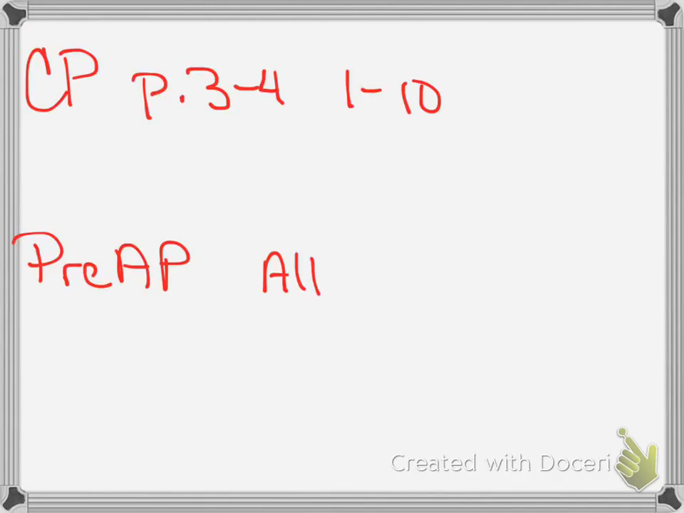So, what would I like y'all to do? For my CP classes on pages 3 and 4, I would like you to do 1 through 10. For my pre-APs on pages 3 and 4, I'd like you to do all of them. If you have problems with the 14 and 16, that's okay. Don't worry too much about those. But try to do as many of these as you can. If y'all have questions, feel free to ask. Let me know, and we'll go from there.